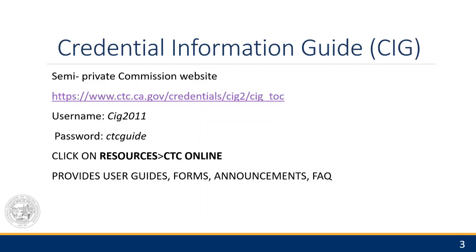So your main resource guide is going to be what we call the SIG, the Credential Information Guide. And this is pretty much just for us here at the commission and for you out in the field. So it's a semi-private site. There's the link there. You can get to it from our main homepage as well. If you click on employee and agency, it'll take you straight to the SIG, and that's the username and password to get in. SIG 2011, the password CTC guide.